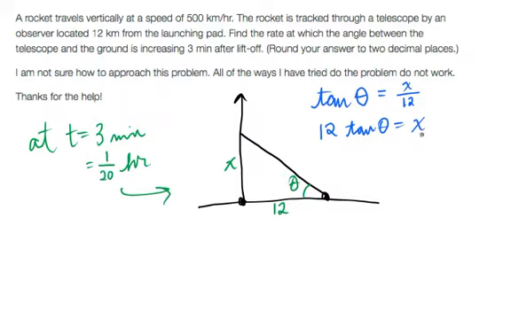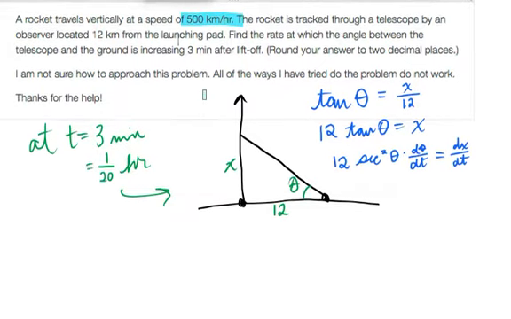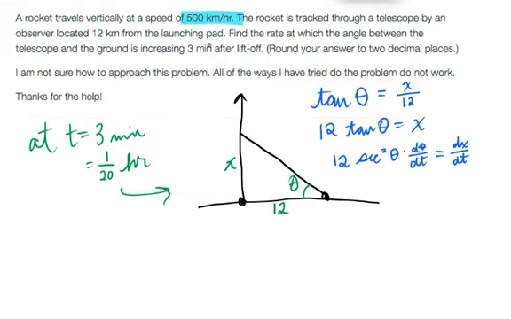We're going to have 12 tangent theta equals x. We take the derivative with respect to time of both sides. The derivative of tangent of theta is secant squared theta times d theta dt by the chain rule, since theta is a function of time, equals the derivative of x, which is dx dt, so x is also a function of time. Now we are given that the rocket is traveling vertically at a speed of 500 kilometers per hour. That is dx dt. That's the rate at which x is changing, and x is increasing as the problem goes on, as the rocket goes up. Therefore, it is positive 500 kilometers per hour.